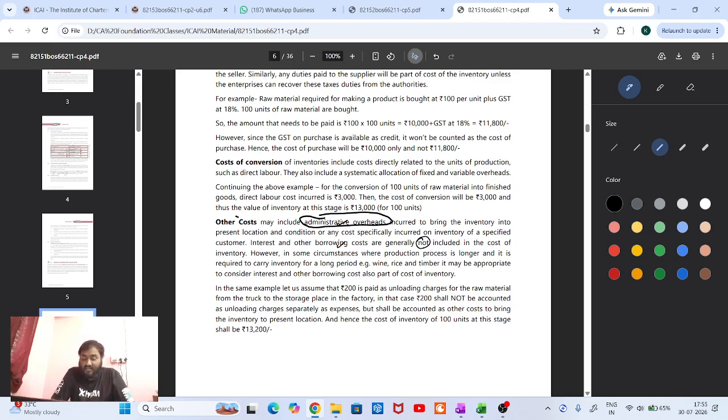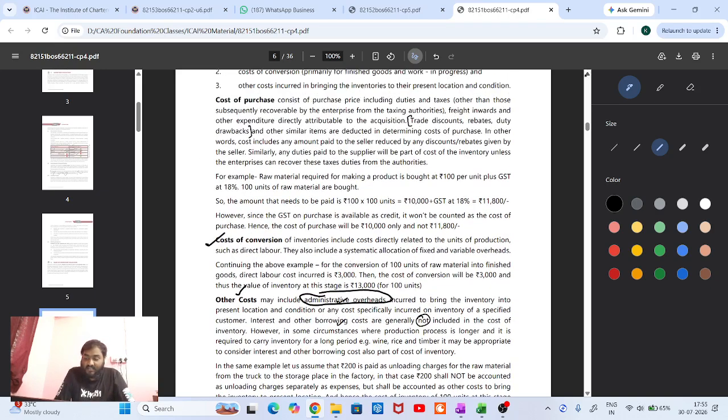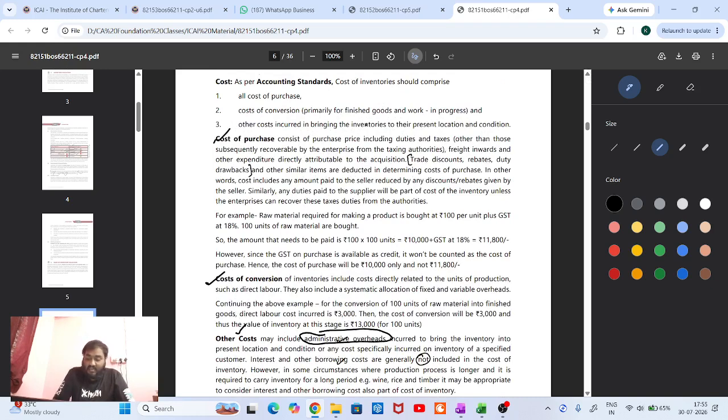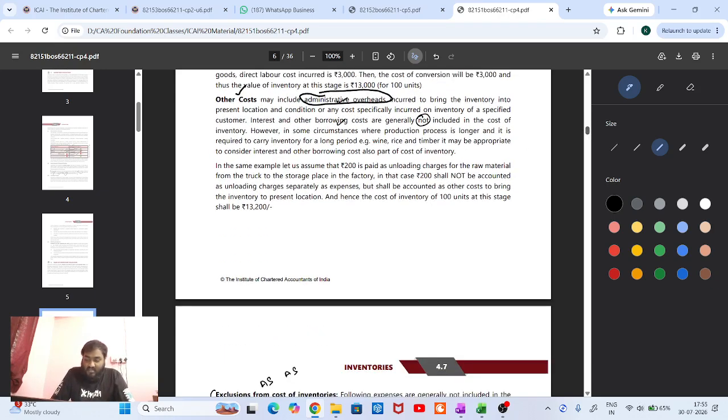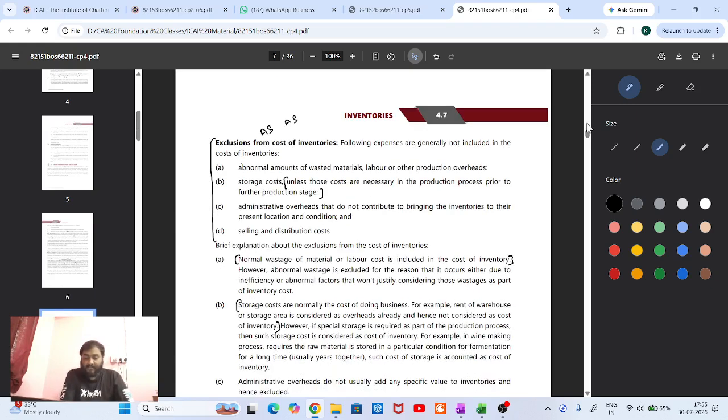Sir, where is other cost here? I mean, cost of inventory has cost of conversion, cost of purchase price, and then others. There are certain elements that are not included in the inventory, which are excluded from the value of inventory. These are here.